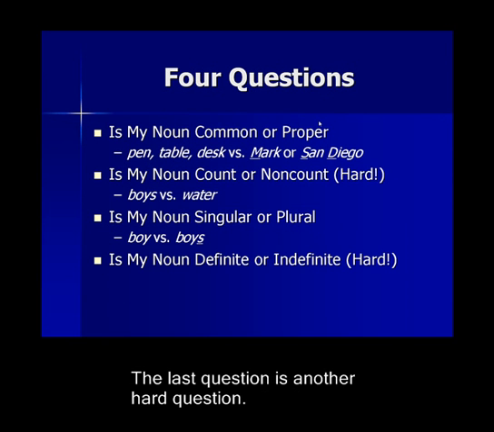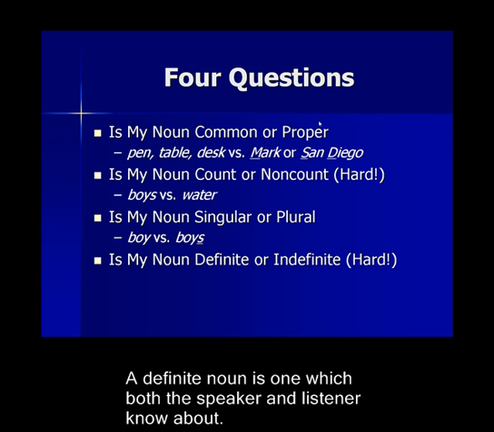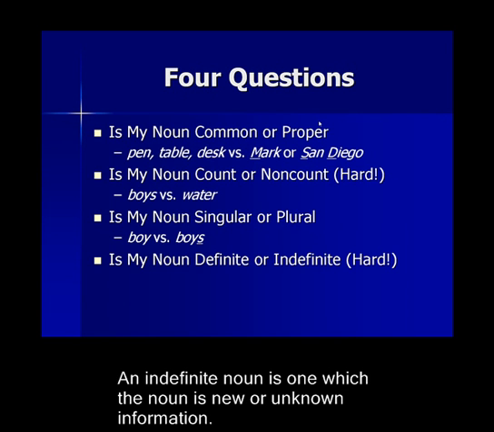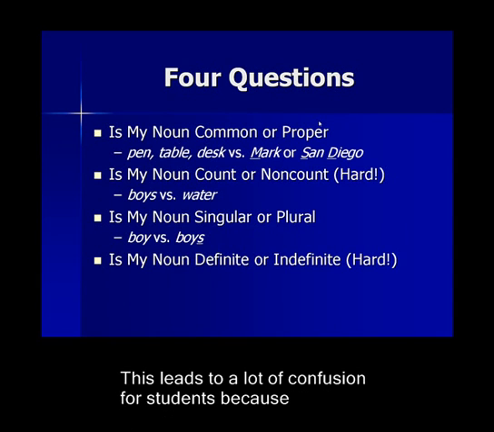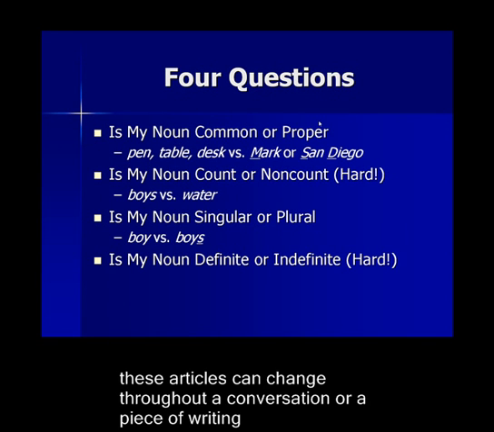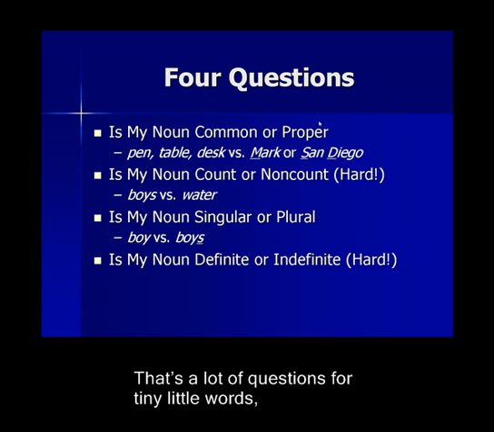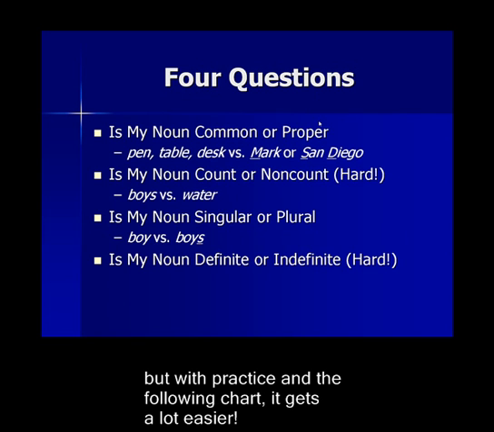The last question is another hard question. Is your noun definite or indefinite? A definite noun is one which both the speaker and listener know about. An indefinite noun is one which the noun is new or unknown information. This leads to a lot of confusion for students because these articles can change throughout a conversation or a piece of writing. That's a lot of questions for tiny little words, but with practice and the following chart, it gets a lot easier.